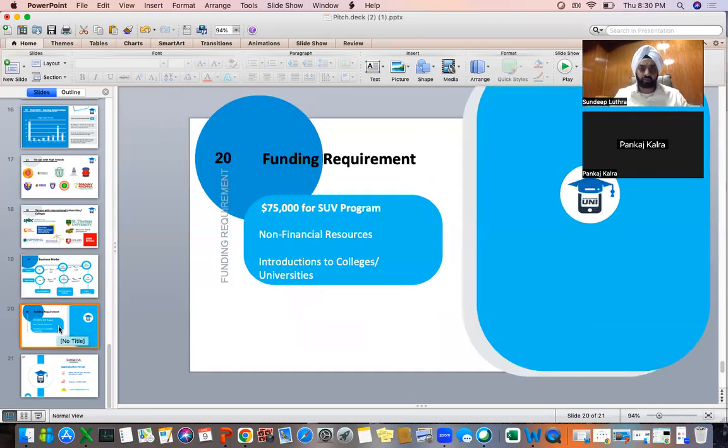The funding requirement is very straightforward: we would need $75,000 for our study overseas applications, and we are definitely looking for non-financial resources and introductions to colleges and universities for the growth of our marketplace.